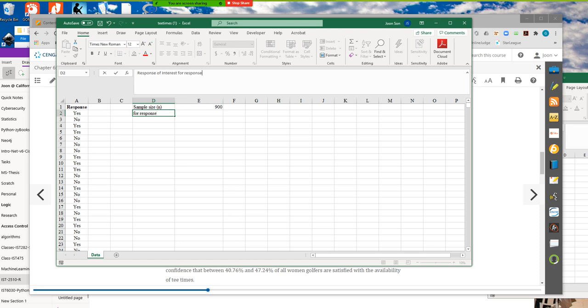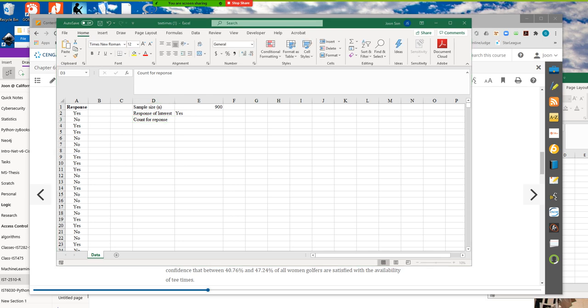Response of interest is what? So yes, that's why it's of interest. And so this is yes. And then what else? The count for response. So we need to count how many yeses, and for that we need to use a function called COUNTIF.